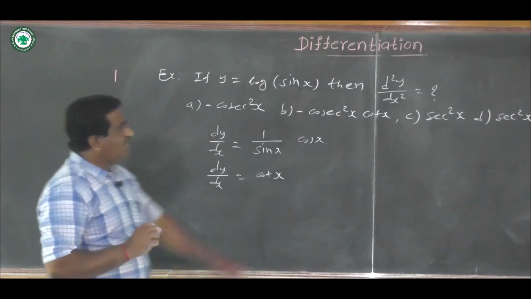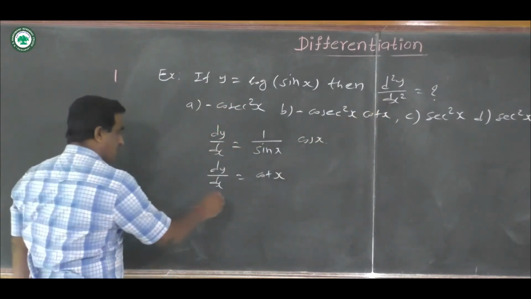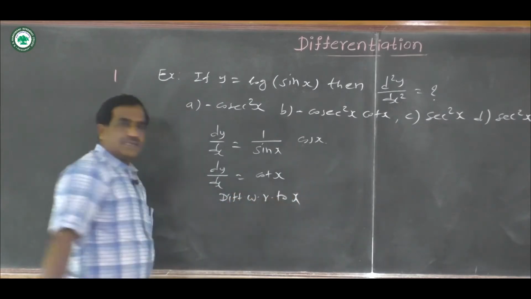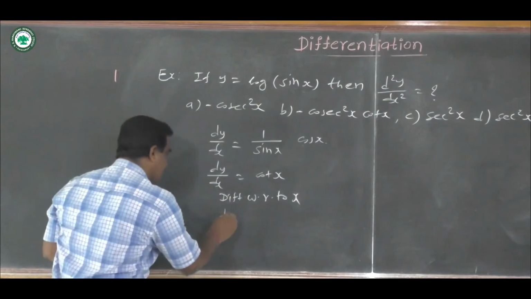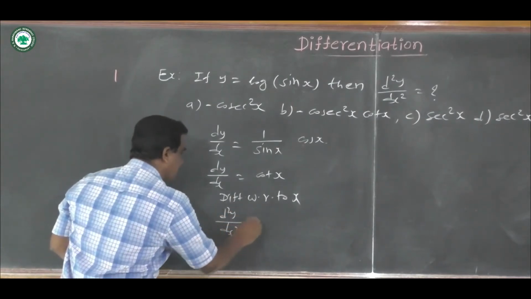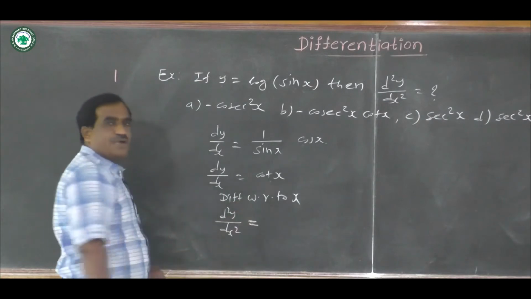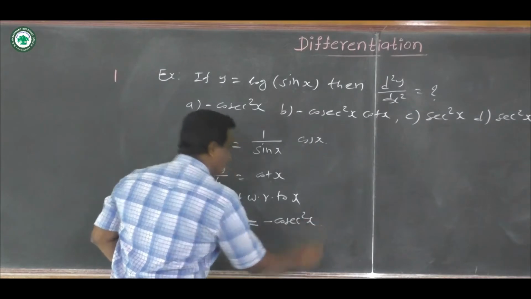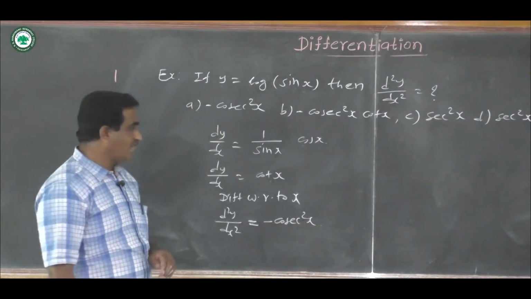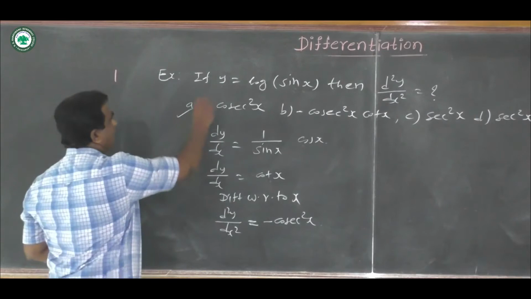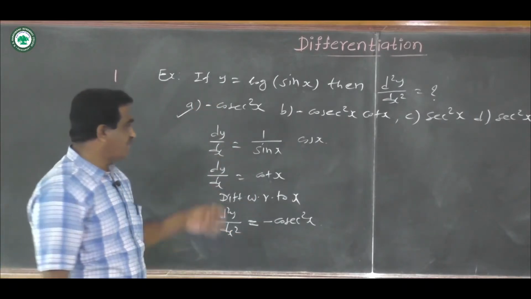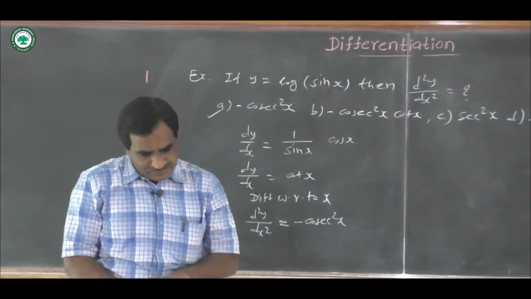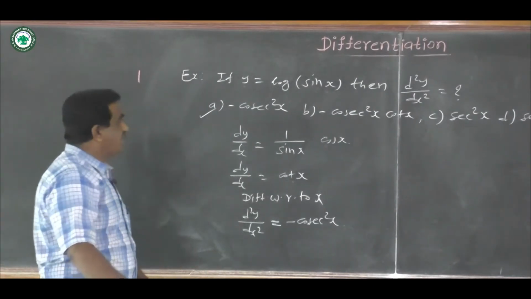Okay, now we have to find the second derivative. Therefore differentiate this equation again with respect to x. Derivative of dy by dx, d square y by dx square is equal to derivative of cot x, minus cosec square x. Okay, therefore our correct answer is option number A. This is a very simple example which is asked in competitive examinations. Now we see the next example.